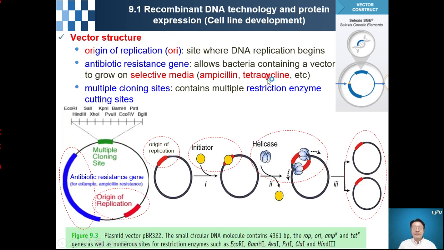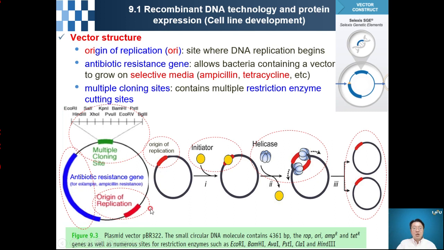Okay. The final important factor is the multiple cloning site. This is a multiple cloning site. If you see here, the multiple cloning site contains multiple enzyme cutting sites. For example, they are composed of EcoRI, HindIII, SalI, XhoI, KpnI. Finally, they are composed of the BglII enzyme cutting site. This is the important criteria in the vector structure.